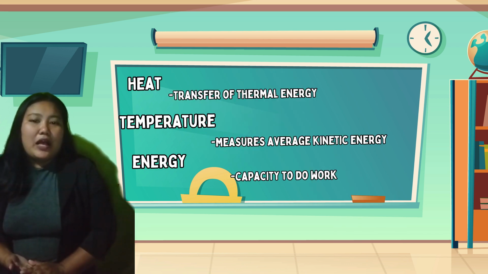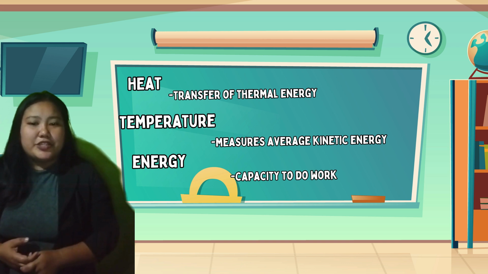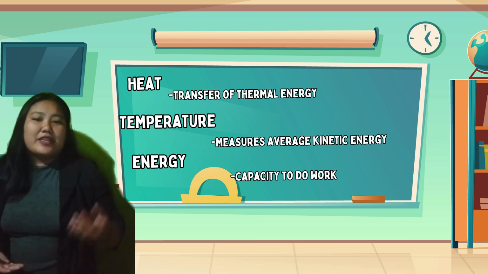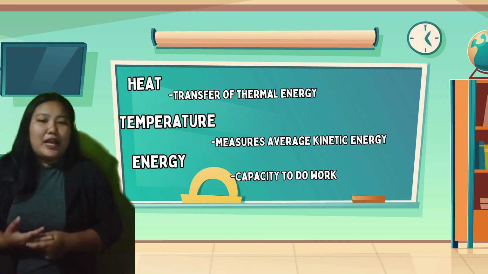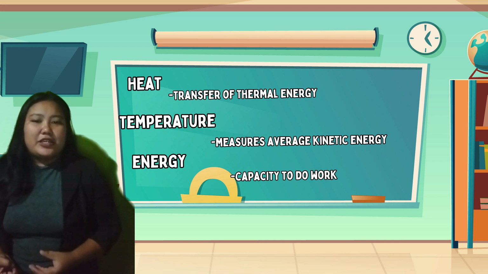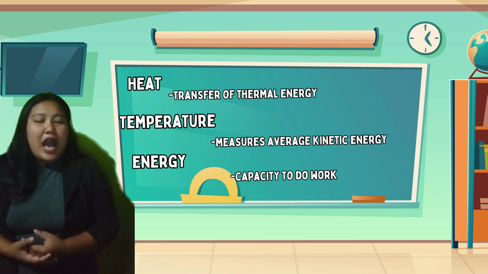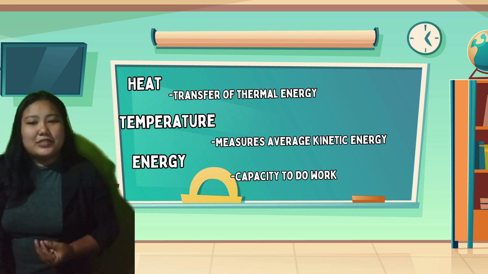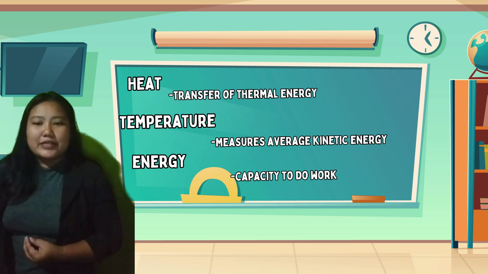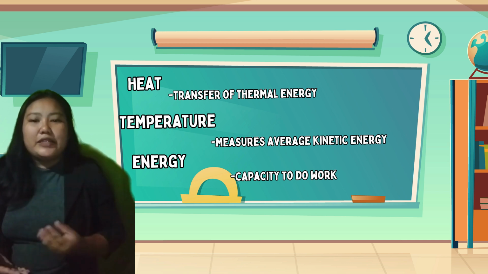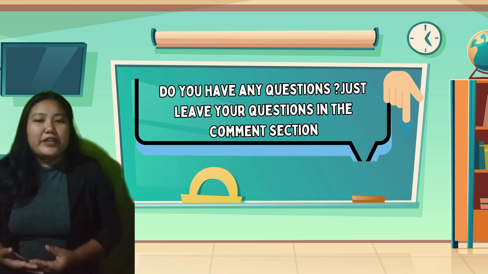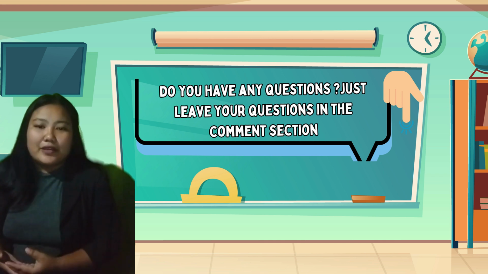So to recap, temperature measures average kinetic energy, heat is the transfer of thermal energy, and energy is the capacity to do work. Understanding these distinctions is crucial for comprehending many scientific concepts. Let me know in the comment section if you have any questions regarding this topic.